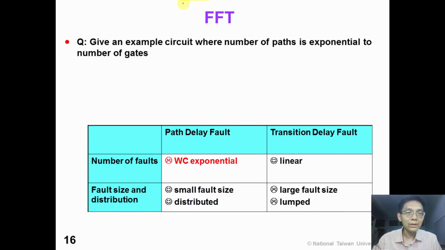Finally, before we end this video, please think about one question. We said that the number of paths is worst case exponential to the number of gates in the circuit. Please give me an example where the number of paths is exponential to the number of gates. So what kind of circuit can cause us problems? Please think about this interesting question.